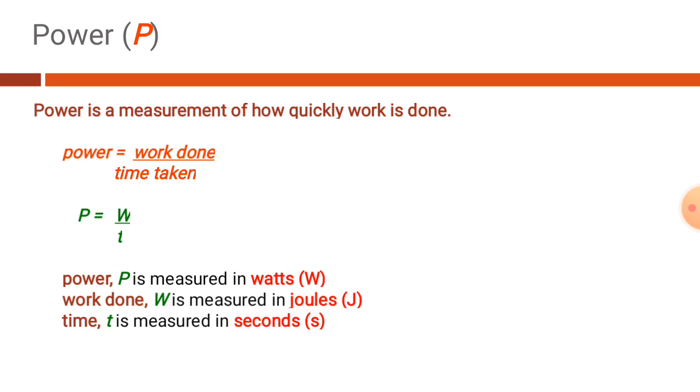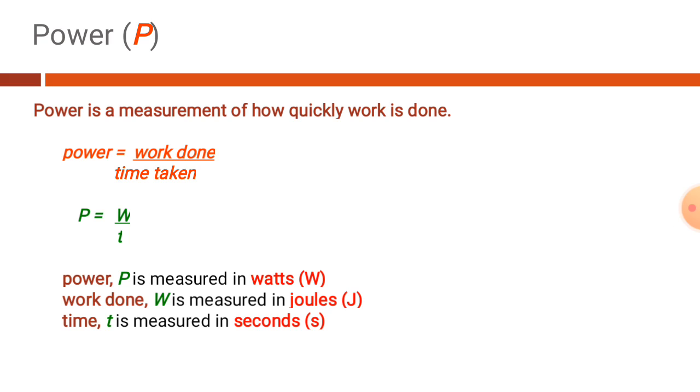Whereas the second person climbs up the stairs slower than the first one. Then we will say that this person, the second person, has less power when compared to the first person. So this is what power is: a measurement of how quickly the work is done.